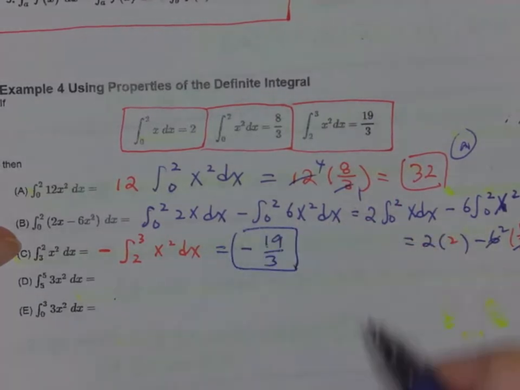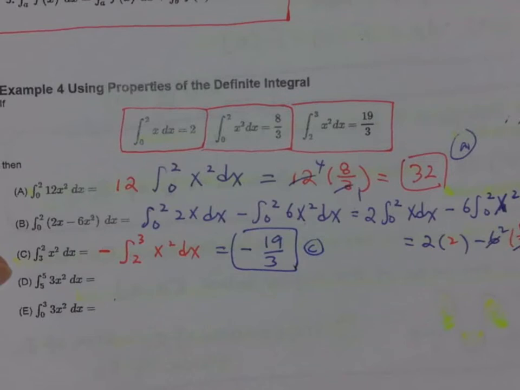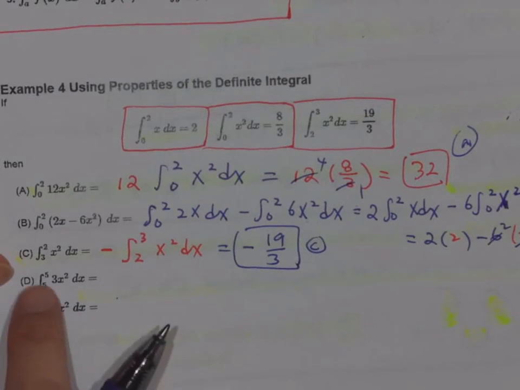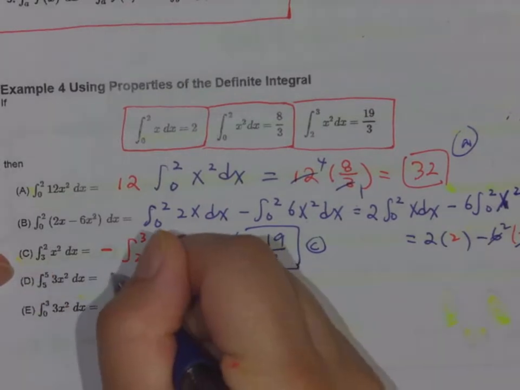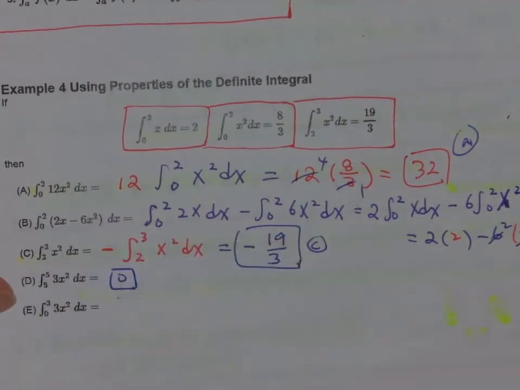So that's the answer for C. Alright, this is exhausting because the font is so tiny, sorry about that. So this is from 5 to 5, so there's no area, so it's just 0, right? That's one of those properties.